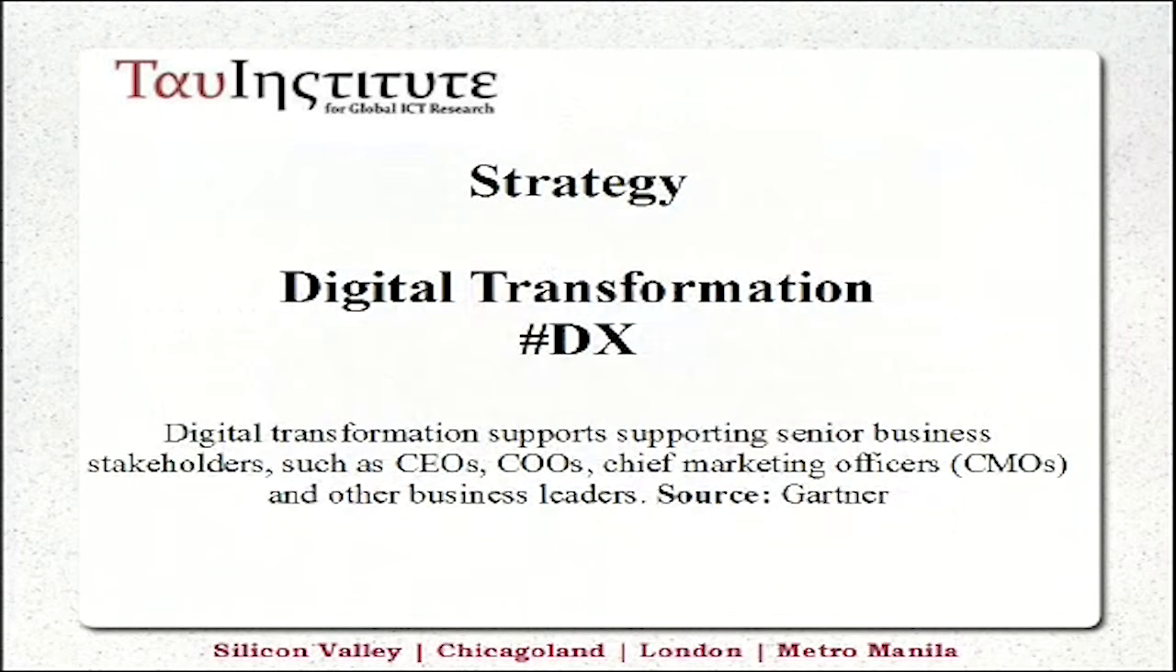So we go back to this. Here's a definition I came up with from Gartner, and you probably all know Gartner. Gartner's definition says that digital transformation supports, need a little editing there, but that's what they said, supporting senior business stakeholders such as CEOs, chief marketing officers, and other business leaders. They actually should have included the board of directors in there. Very, very high level. The whole point of digital transformation is to support the business at the highest level. It has nothing to do with technology per se.